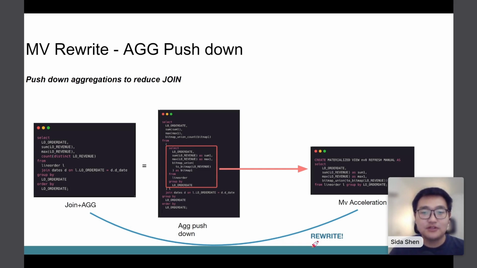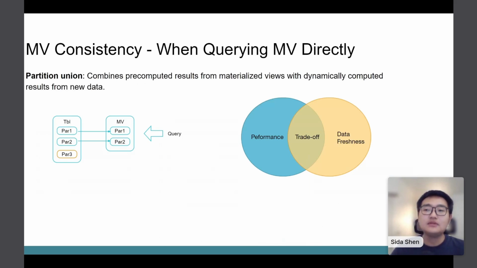You probably don't feel it, but it's going to have a great effect on query performance. And also MV consistency. Here we're talking about querying materialized views directly, right?